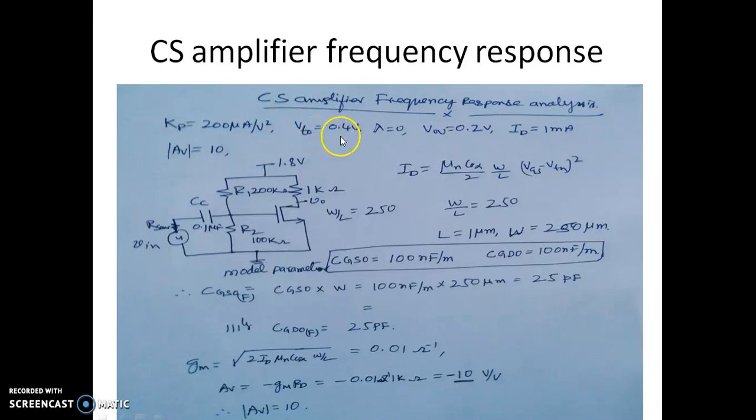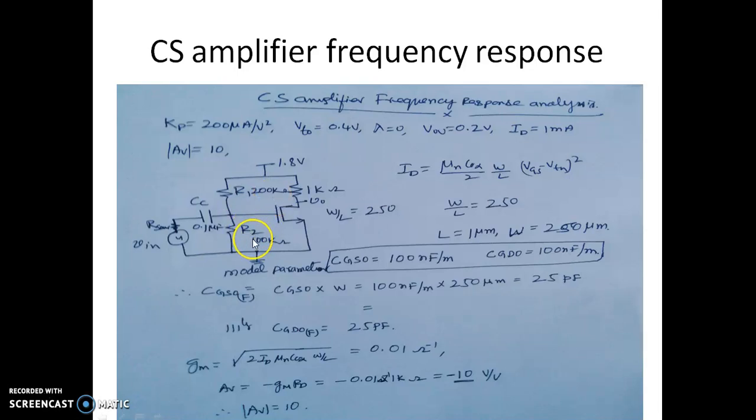The VTO is 0.4, and lambda we are assuming as 0. So let us assume a threshold voltage of 0.4 and an overdrive voltage of 200 millivolt. Assuming an ID of 1 milliampere, we want to design an amplifier for a gain of 10. Since VOV is 0.2 and VTO is 0.4, we are supposed to have a VGS of 0.6 volts. So for a VDD of 1.8, we are designing the values of R1 and R2.